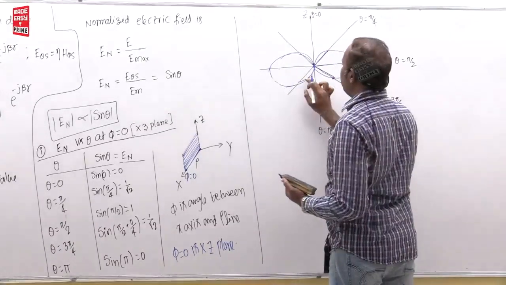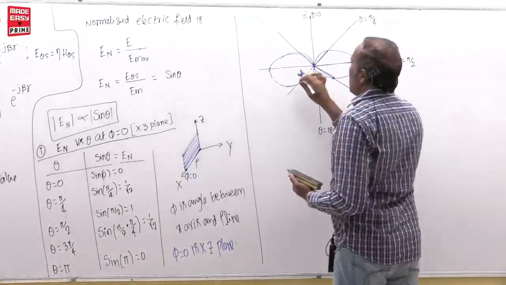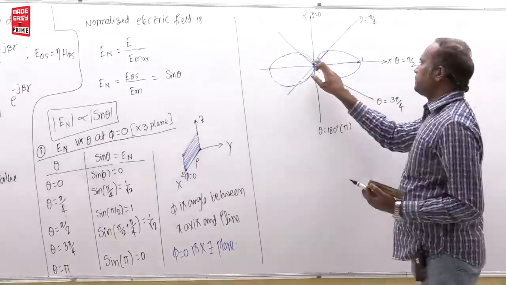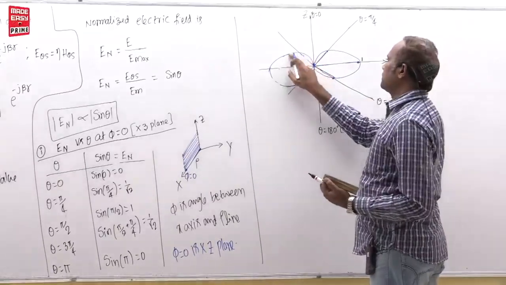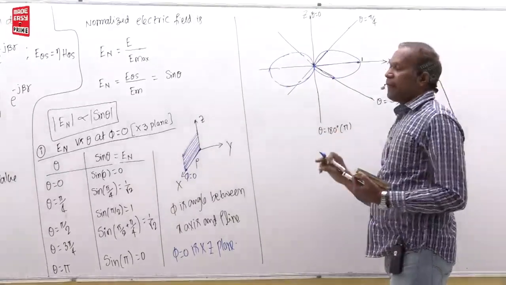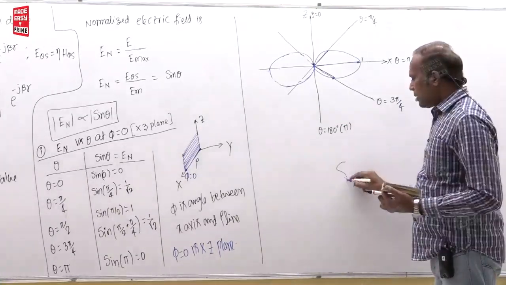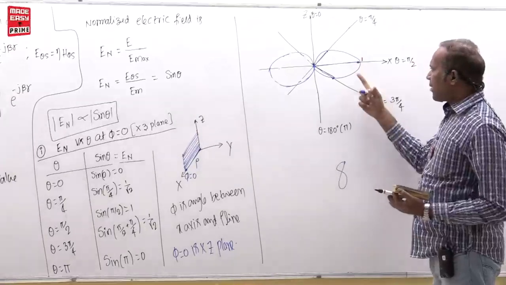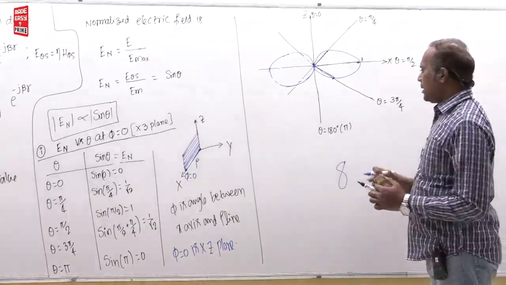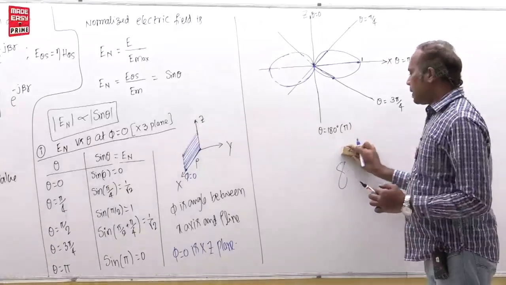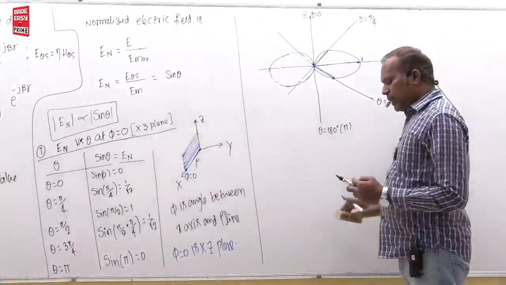Okay, students. This is the plot. It is called figure of 8. It is looking like 8, no? So it is called figure of 8. Figure means diagram. This diagram looks like the number 8. So figure of 8. Here, students, one thing you have to remember.